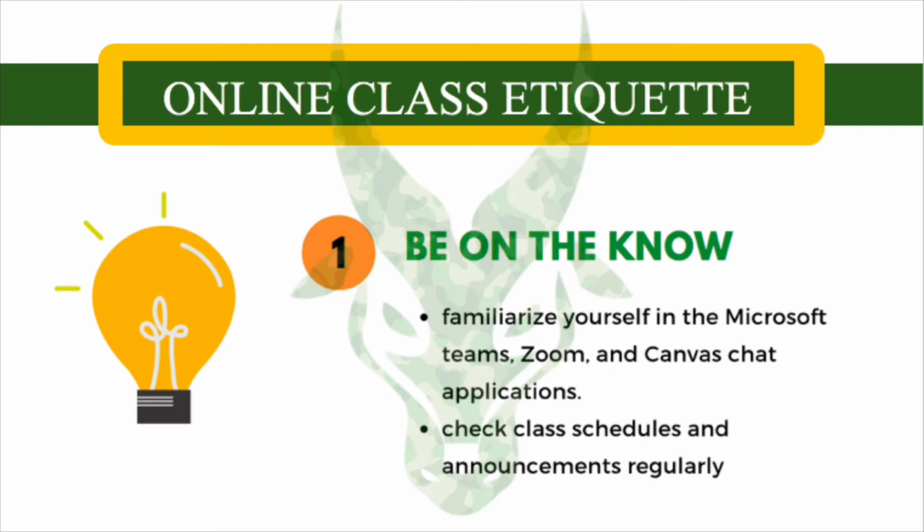So the first one is be in the know. Familiarize yourself with Microsoft Teams, Zoom, and Canvas chat applications. Check class schedules and announcements regularly. So, most of the time with our classes, you will be seeing invitations and announcements in Canvas. So, make sure that you get yourself familiarized with the schedule that we have for synchronous sessions. So, double check your MS Teams calendar and announcements in Canvas. And in cases wherein Microsoft Teams is down, our plan B and C are Zoom and Canvas blue button. Okay, but so far, based on experience, MS Teams is good.